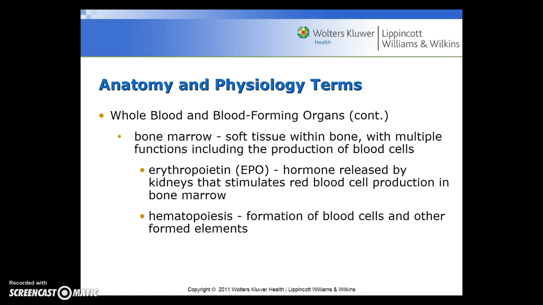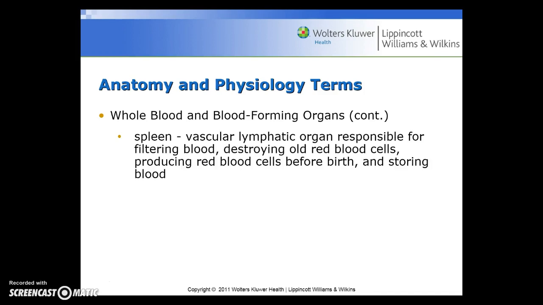Bone marrow is the soft tissue within the bone with multiple functions, including the production of blood cells. Erythropoietin, or EPO, is the hormone released by the kidneys that stimulates red blood cell production in bone marrow. And hematopoiesis is the formation of blood cells and other formed elements. The spleen is the vascular lymphatic organ responsible for filtering blood, destroying old red blood cells, and producing red blood cells before birth and storing blood.